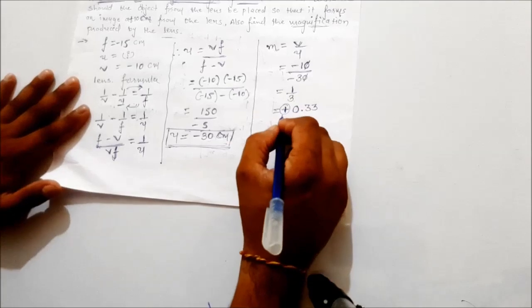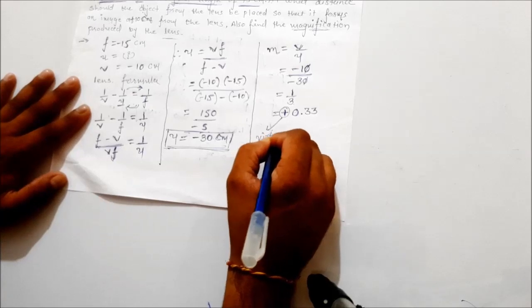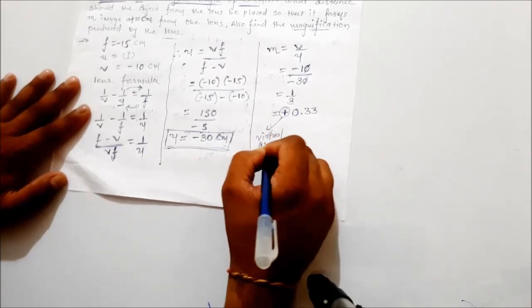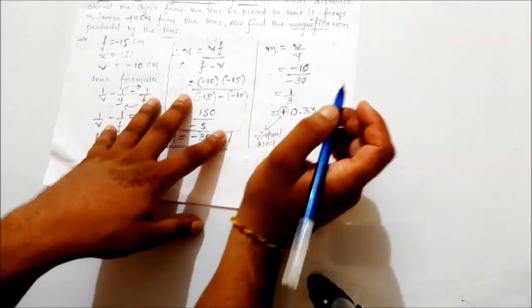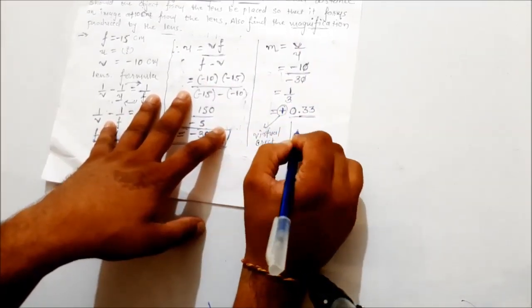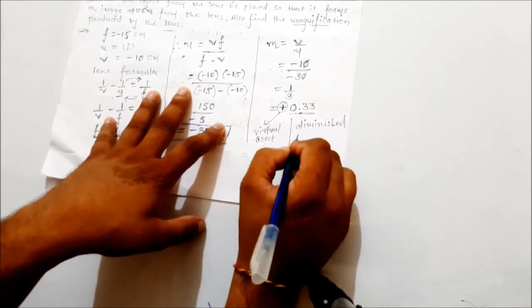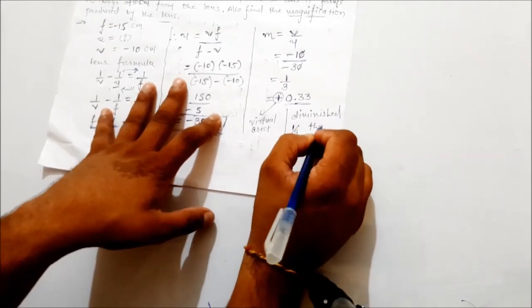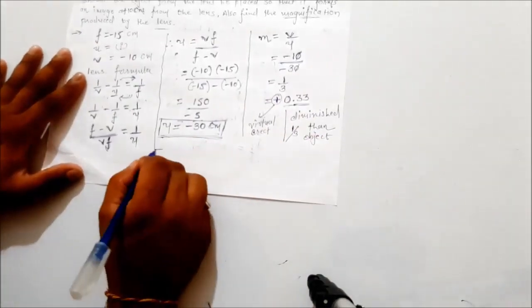Now this positive sign means our image will be virtual and erect. This value 0.33 is less than 1, so our image will be small, and 1/3 means it will be a third part, right? So we can say that the image will be diminished, and how small it will be: 1/3 of the object.